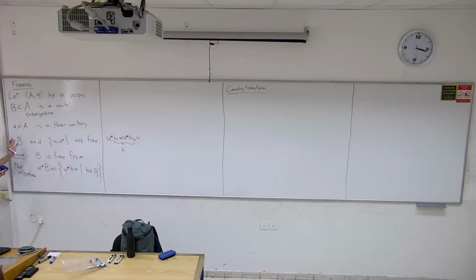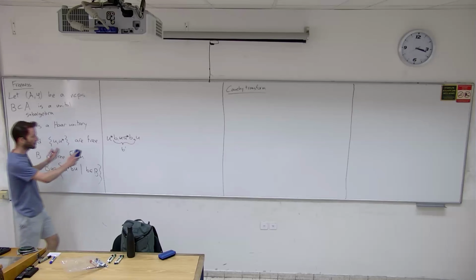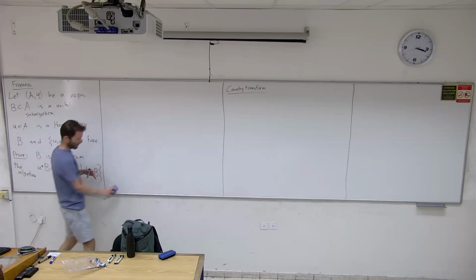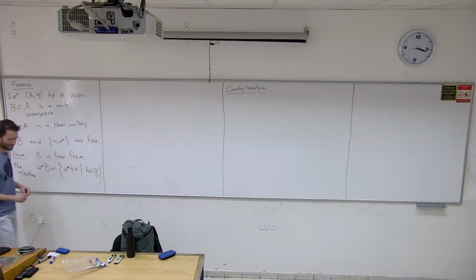But before I dive into the meaning of all this, what I want to discuss is how do we prove such a statement, and our main goal is to recall the definitions, because we're going to use them for a while, until the end of the semester. So what does it mean that B and the set U and U star are free?